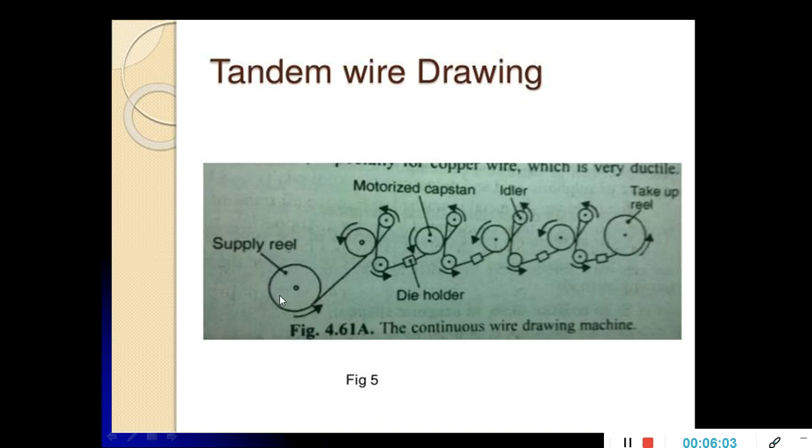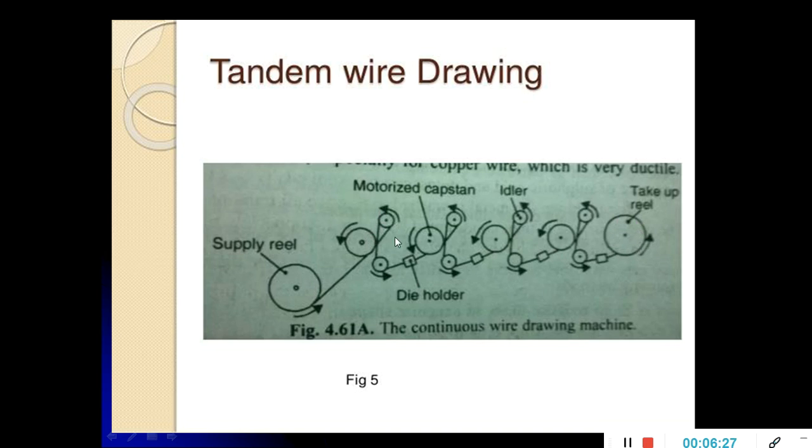The diameter of the wire is going to decrease to a very small diameter when it passes through in only one pass. It consists of a supply reel, in which the wire to be drawn is wound, and a final wheel known as a take-off wheel, where the final diameter of the wire is held.